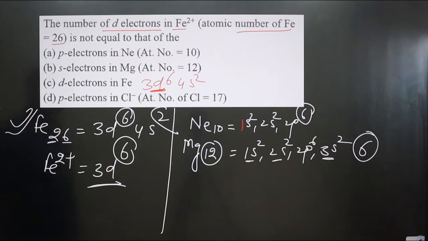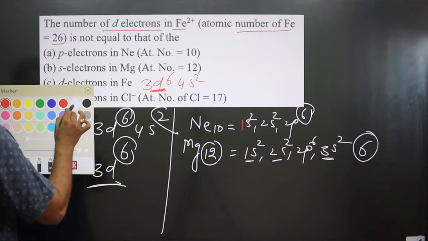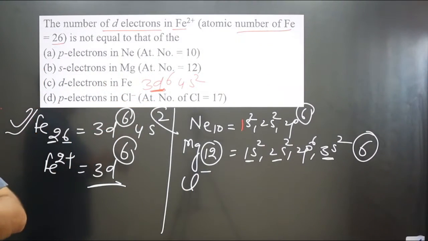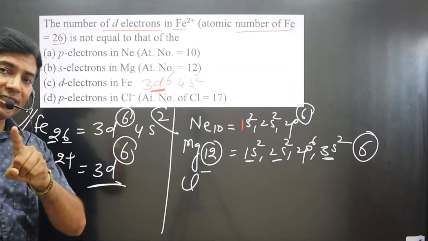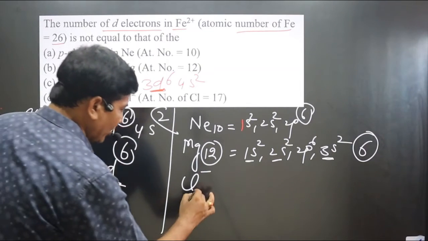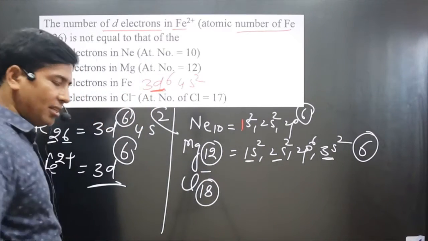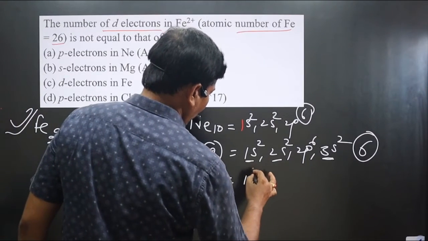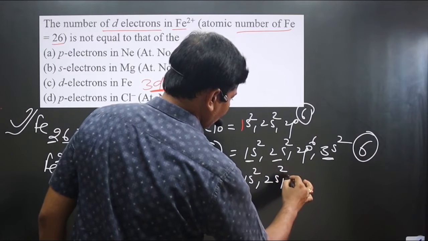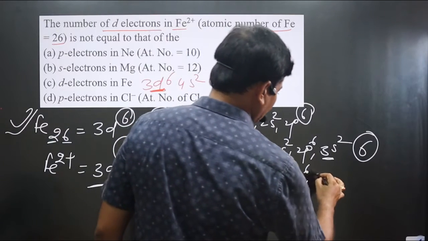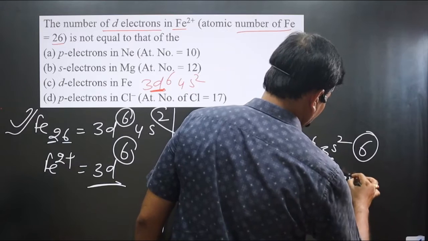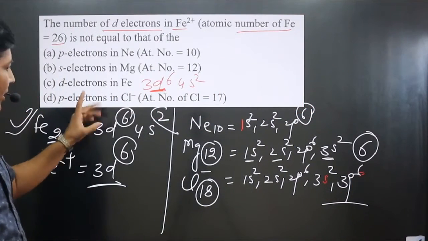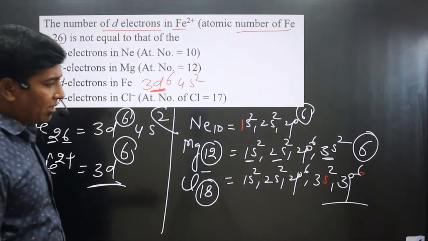Now pay attention carefully. We have Cl minus ion. Atomic number of Cl is 17. It is having a -1 charge, means it is gaining 1 electron. So the number of electrons will be 18, 17 plus 1. The electronic configuration is 1s2, 2s2, 2p6, 3s2, and 3p6. Outermost orbital is completely filled. Now it says p electrons. Now see where the p orbital is there.